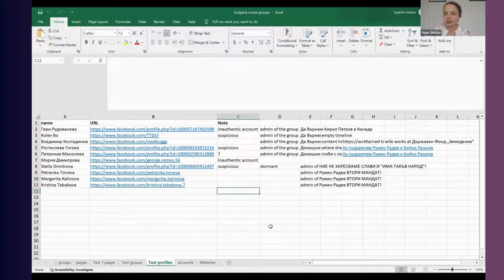Then you can filter, and you can use some charts that are integrated in Excel and use these visuals for your articles and storytelling. And that's the last point I wanted to say.